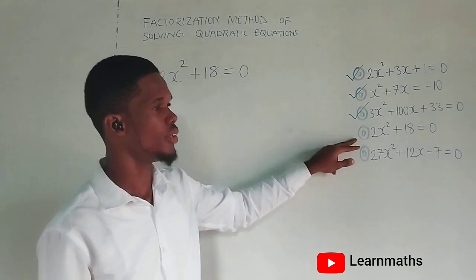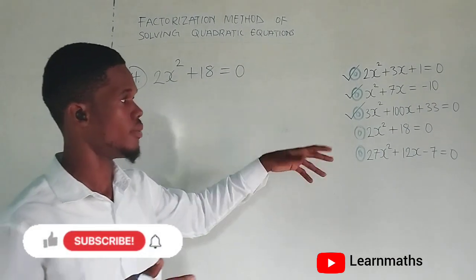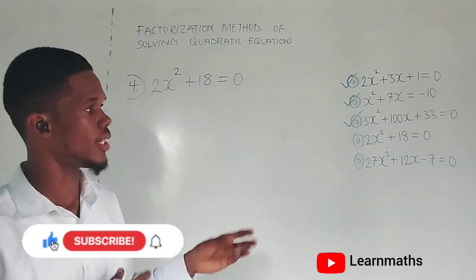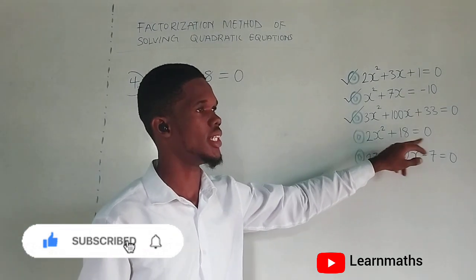Alright, so before we get going with the fourth question, I really hope you're learning something new today. I hope you're getting the knowledge I'm trying to pass across. Now, look at this fourth question, 2x squared plus 18 equal to 0.